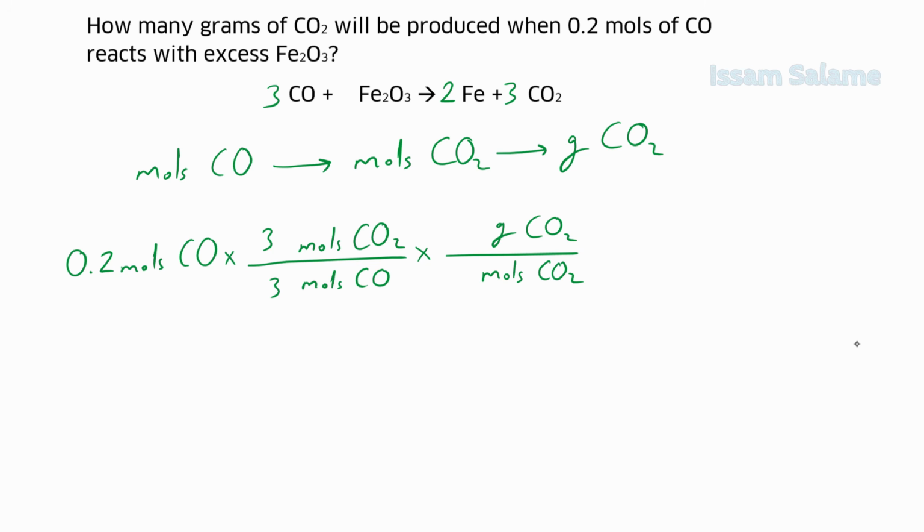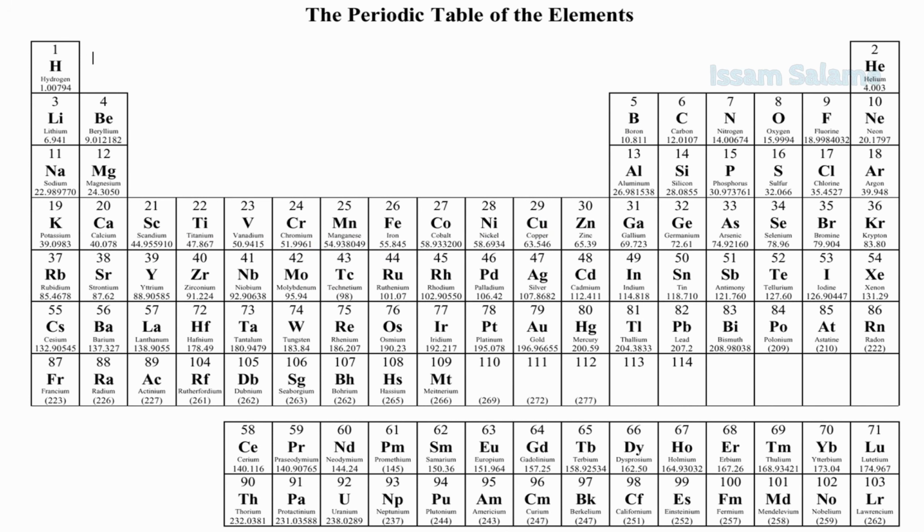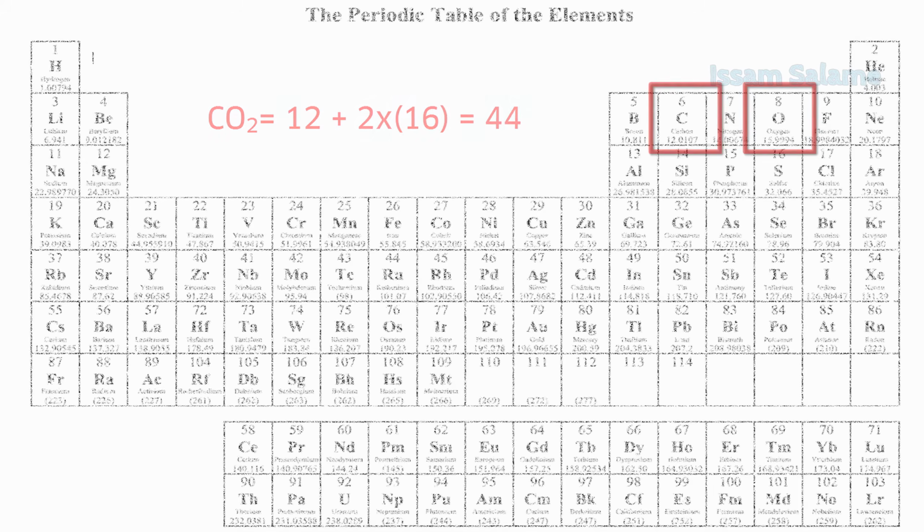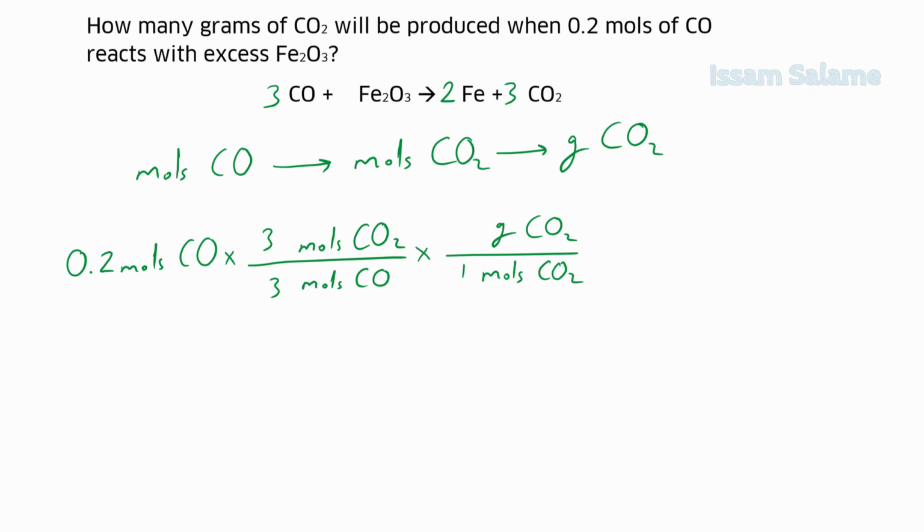from the periodic table. As you can see, the molar mass of carbon to the nearest tenth is 12. The molar mass of oxygen to the nearest tenth is 16. So the molar mass of carbon dioxide is going to be 44. So we put 44 next to grams of carbon dioxide. And then we cancel similar units between numerators and denominators. We multiply all numerators together. We divide them by the denominators. And the answer is going to be 8.8 grams of carbon dioxide.